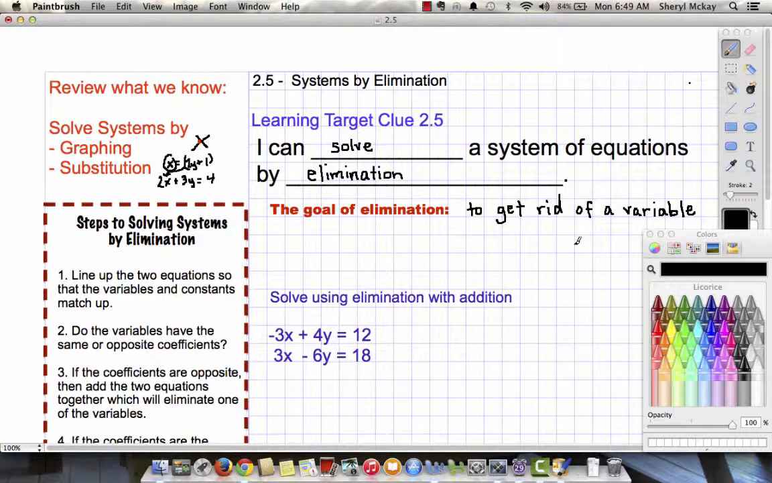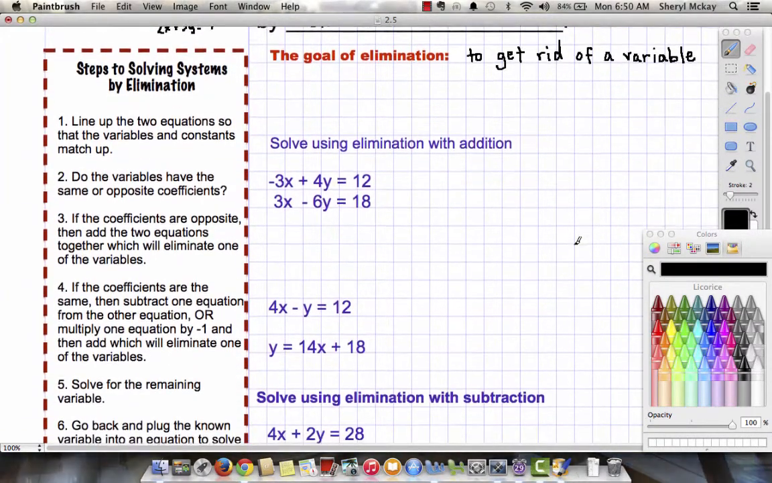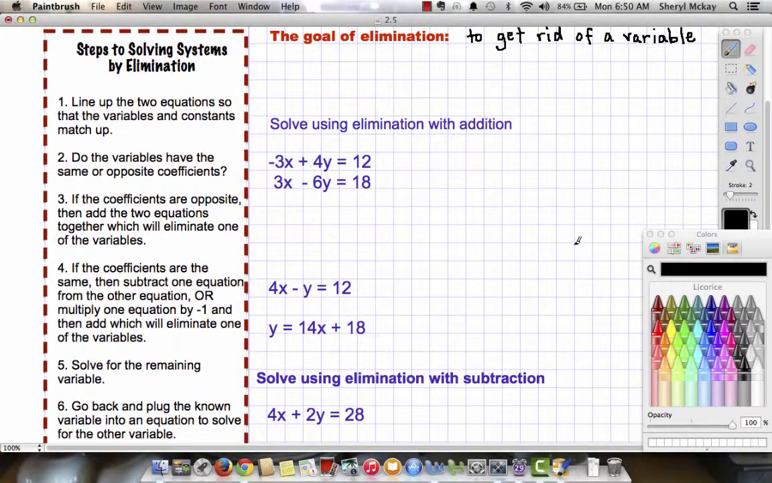So let's look at my steps to solving systems by elimination. The first thing it says to do is to line up the two equations so that the variables and constants match up. So let's look at my first problem here. It says solve using elimination with addition. Here I have 3x plus 4y equals 12. Then I have another linear equation, 3x minus 6y equals 18.